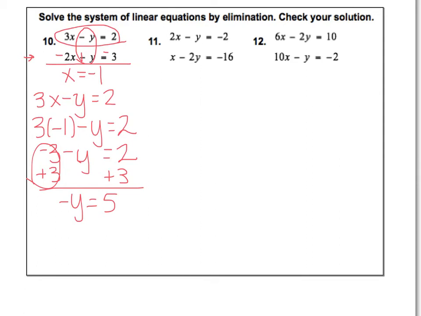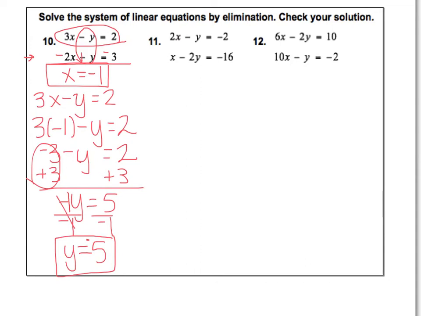Remember, if there's no number there, you can always squeeze that 1 in. So I'm still going to have to divide by negative 1 in order to get that y by itself. So y would equal a negative 5. Oops, you can't see my negative sign. So when x equaled negative 1, y equaled negative 5.